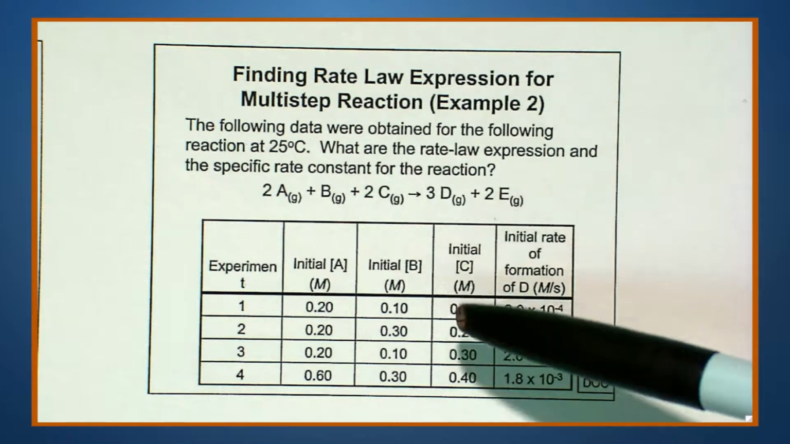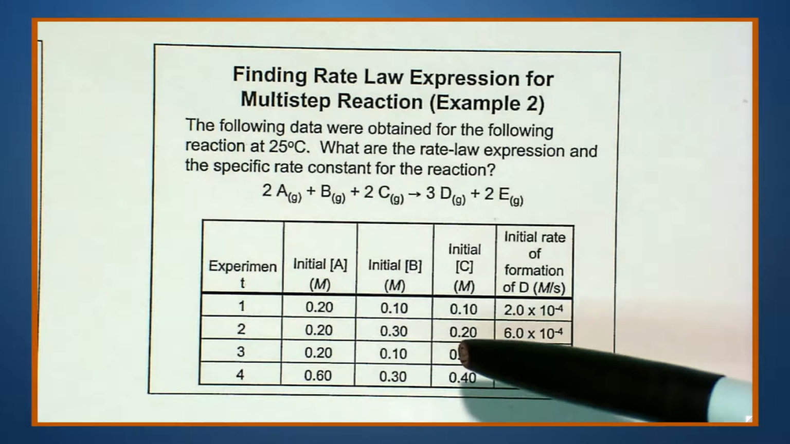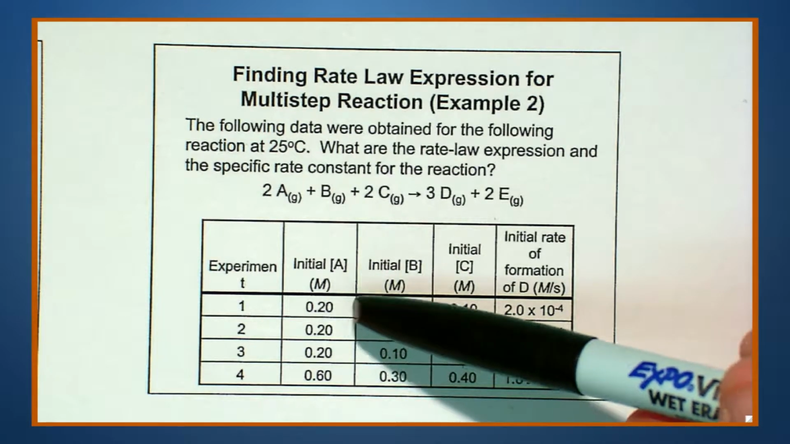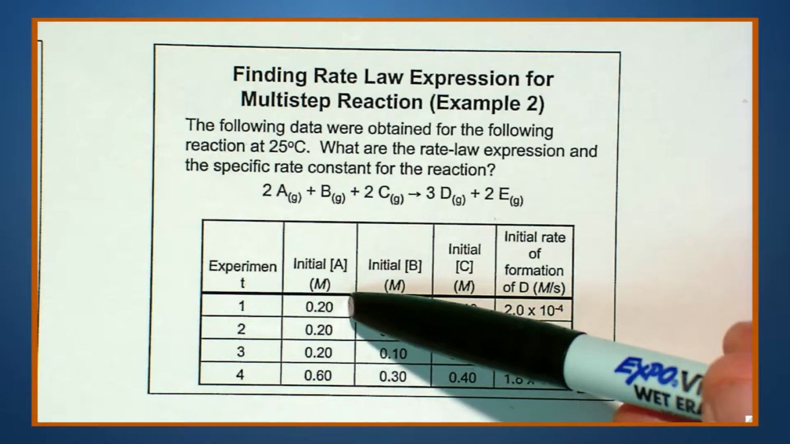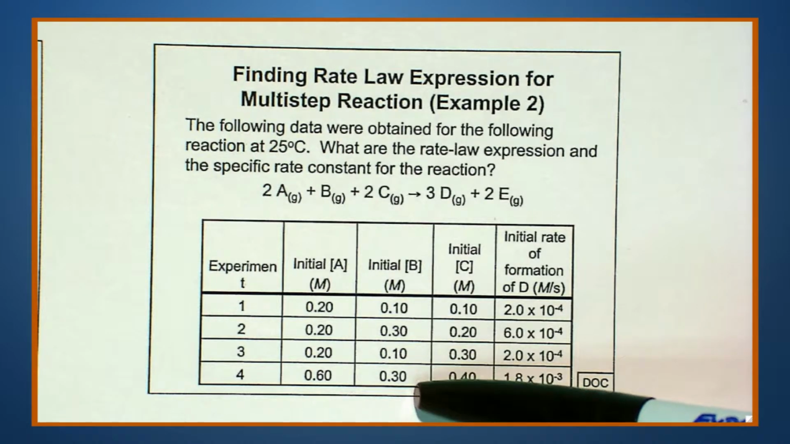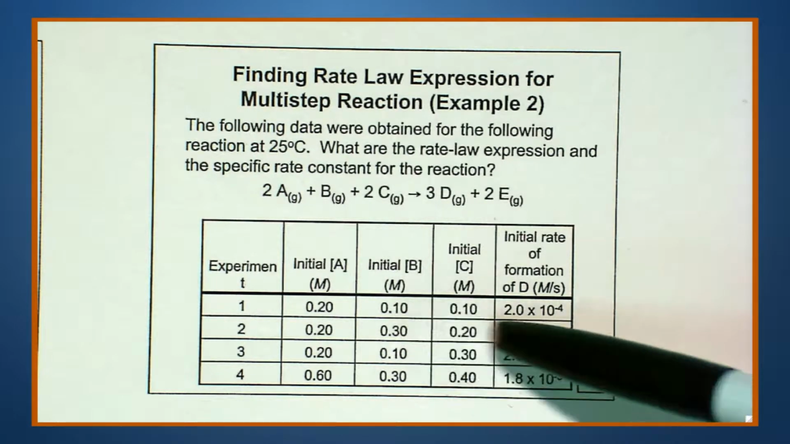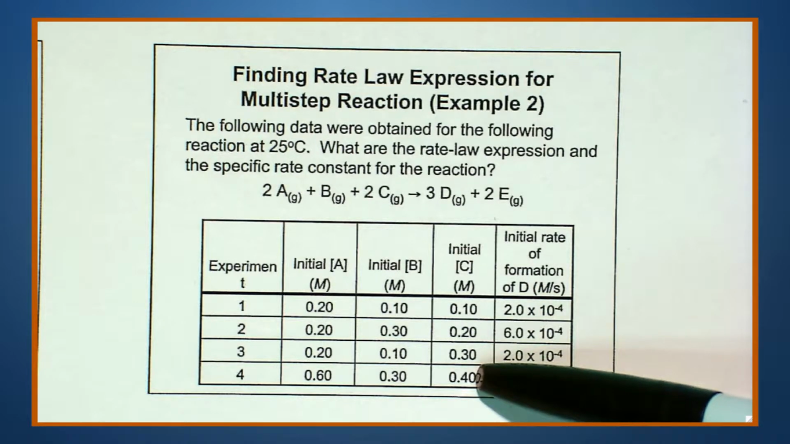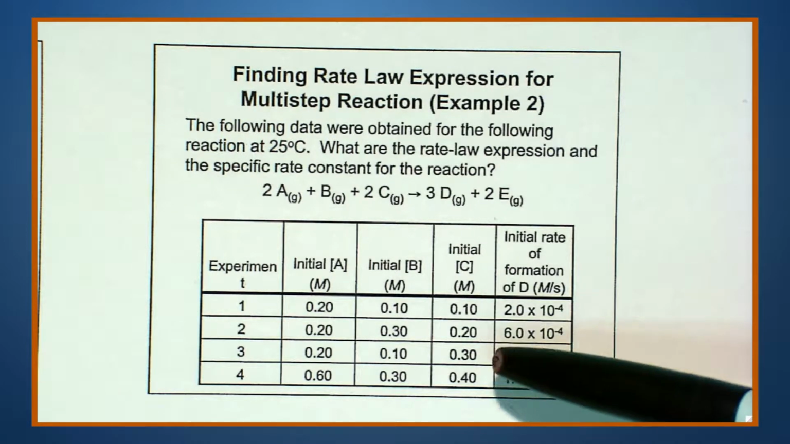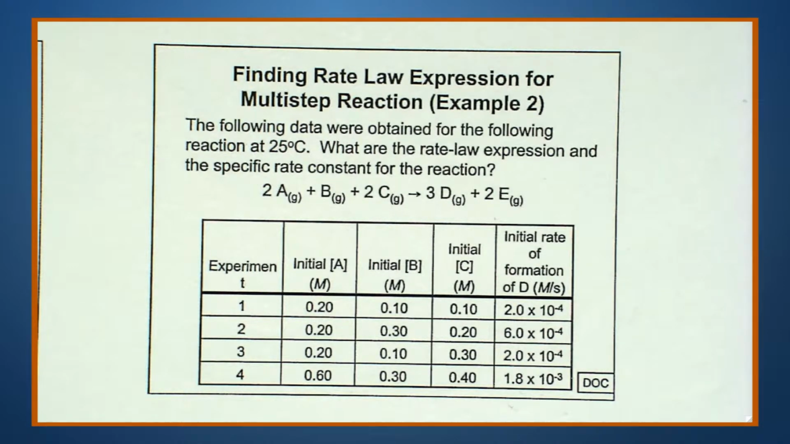So let's look at what we have. If we look at our different trials and we go through and compare, we can see that in experiments 1 and 3, we have the same concentration of A, we have the same concentration of B. That's not true of experiments 1 and 2. And we have a different concentration of C. So that is a good starting point. If we look at other places, we don't always have the best situation there. We want to make one starting point where only one reagent is changing. And there's a reason behind that.